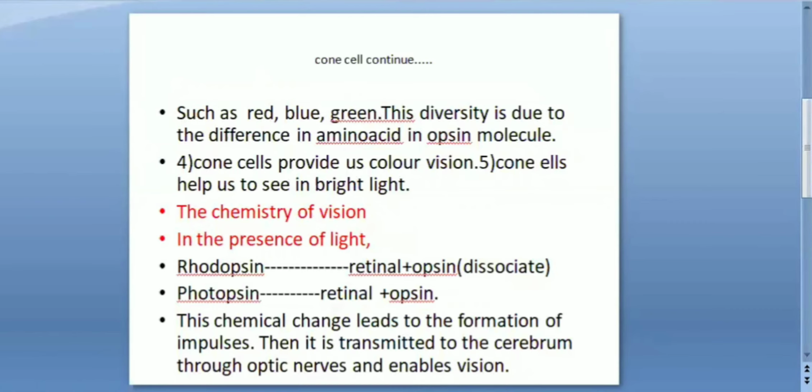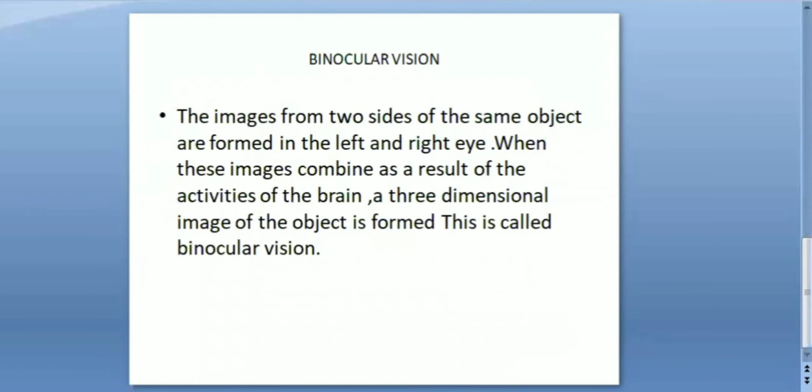See children, we have two eyes and in the two eyes two images are formed. But we can see an object as one only. Why? That ability is known as binocular vision. The images from two sides of the same object are formed in the left and right eye. When these images combine as a result of the activities of the brain, a three-dimensional image of the object is formed. This is called binocular vision. Actually, this is done by the cerebrum. Cerebrum coordinates and gives us only one image.